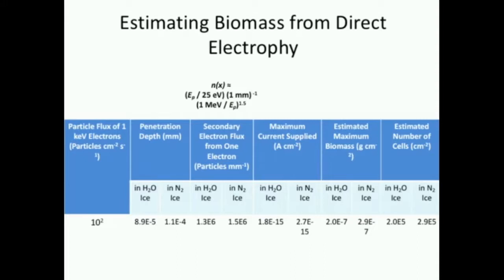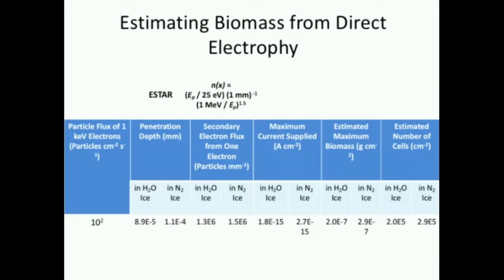So we made some estimates using this, and so we already have here the secondary electron flux, how we calculated that. So I just started off by looking at, okay, let's say we have 100 particles coming in, looking at both water and nitrogen ices, both common in the outer solar system, Europa being an example of a water ice, Pluto and Triton, Neptune's moon, being examples of nitrogen ices, calculating the penetration depth using a program called E-Star, which is usually available unless the government's going through a shutdown like it was a couple years ago.